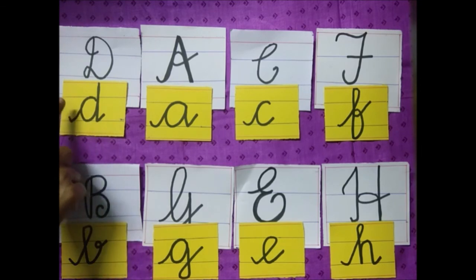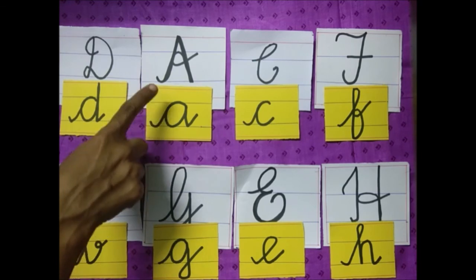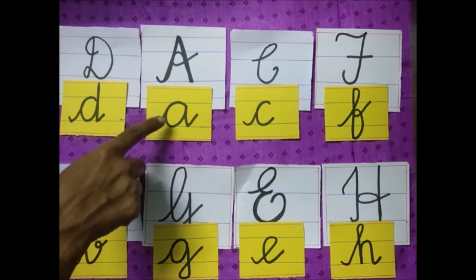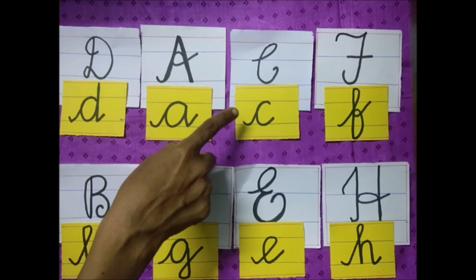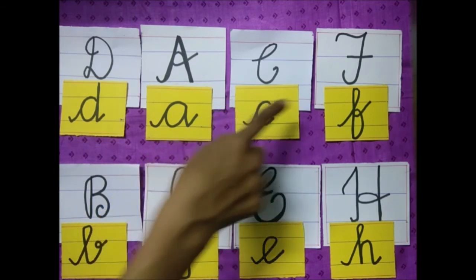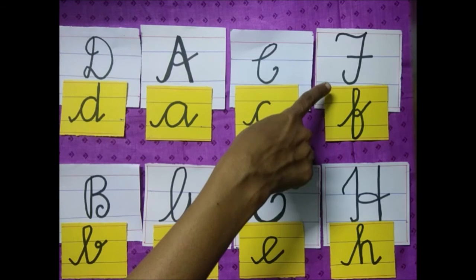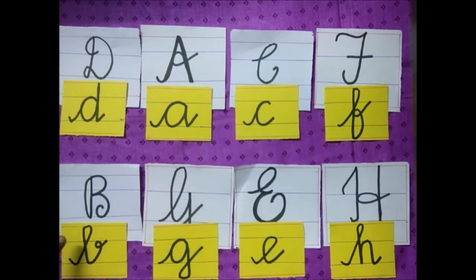What letter is this? D. D sounds D. What letter is this? A. A sounds A. What letter is this? C. C sounds K. Here we have F. F sounds F. Here we have B. B sounds B. Next we have G. G sounds G. Now what is it? E. E sounds A. Next, what is it? Yes, H. H sounds H.